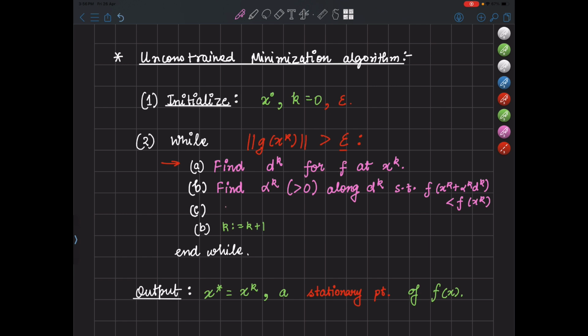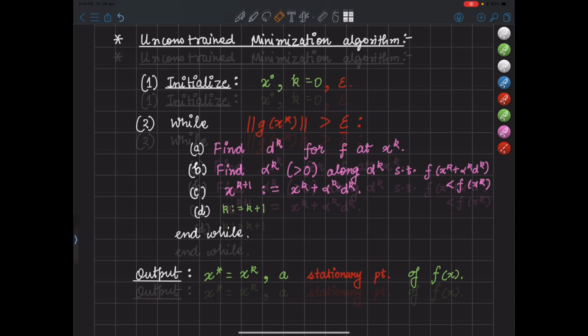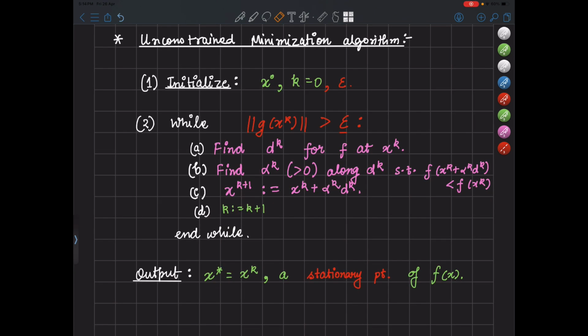We update it like xk plus 1 is equal to xk plus alpha k dk. All right. This is how we update it. Then again we update the iteration, etc. Rest of the things are the same. So this is how we are step by step updating our minimization algorithm. Now let us see in this algorithm how we determine this alpha k, that is the step length.